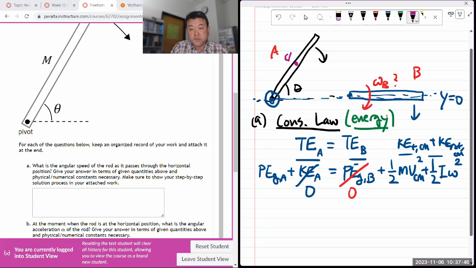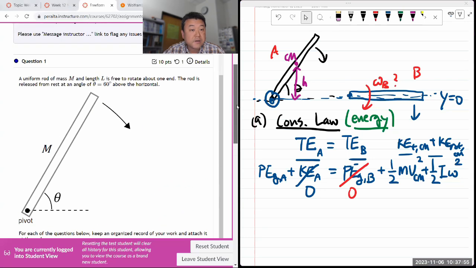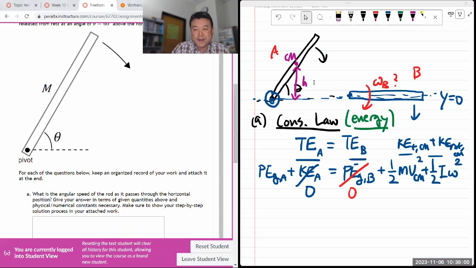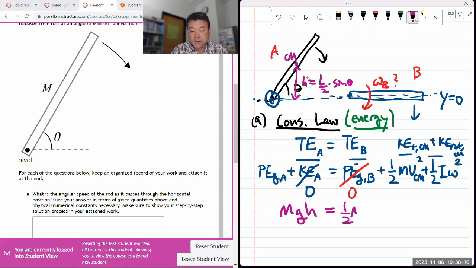I have to use the center of mass to express the gravitational potential energy. Let me write this as a lowercase h for now, and I'll write it in terms of given quantities later. I think, yeah, length L. So, when I do later, it'll end up being L over 2 for half of the length times sine theta. That's what that height will be. So gravitational potential energy mgh is equal to that expression, 1/2 mass times the velocity of center of mass.